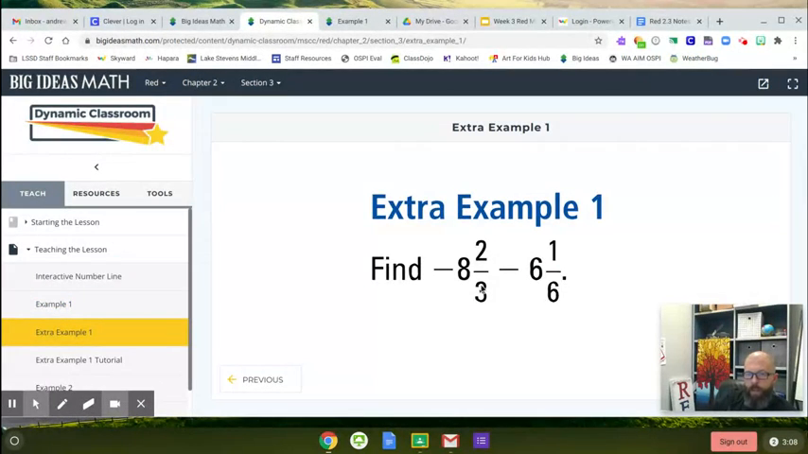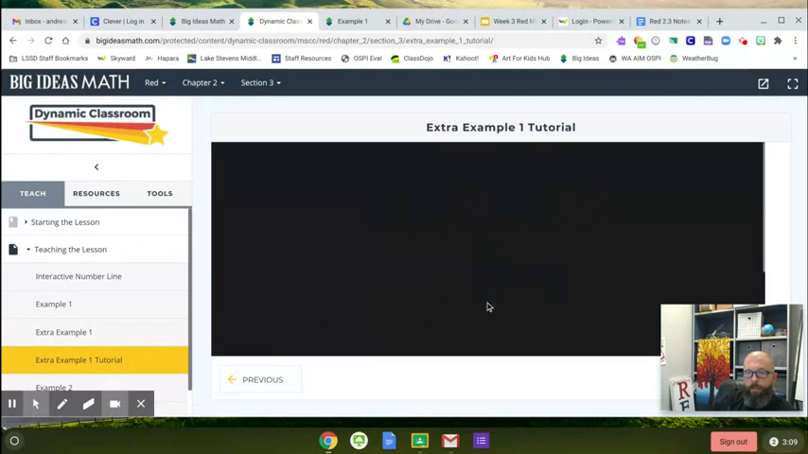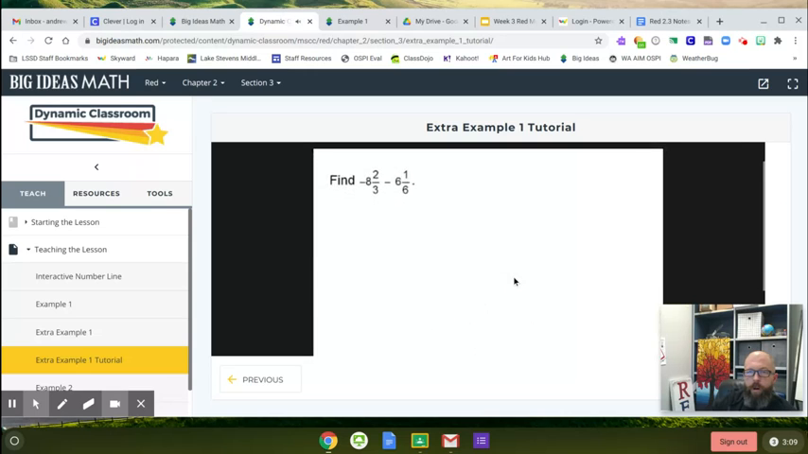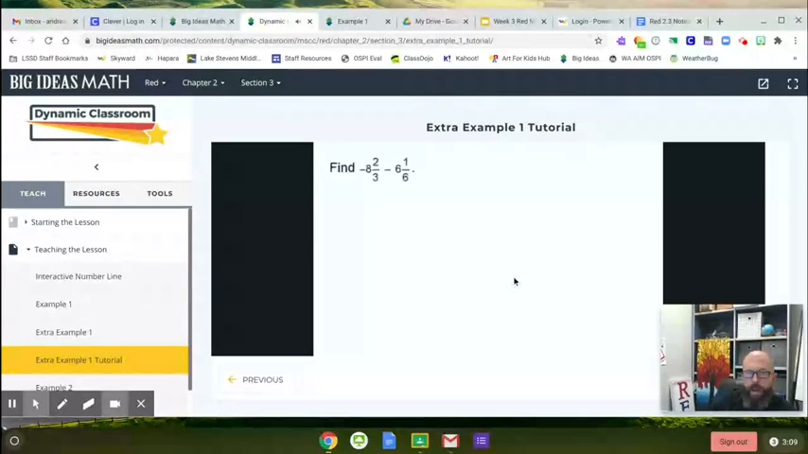This is -8 2/3 minus 6 1/6. We're going to need to get a common denominator. Before we find the actual answer, let's make an estimate. We can round -8 2/3 to the nearest integer, which is -9. And we can round 6 1/6 to the nearest integer, which is 6. Then, to subtract an integer, you should add its opposite. So we have -9 plus -6.